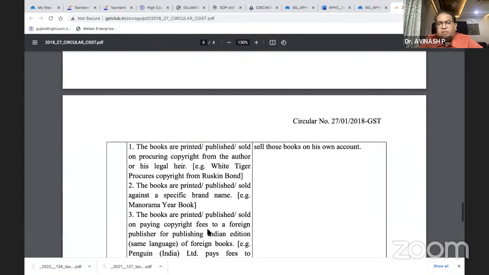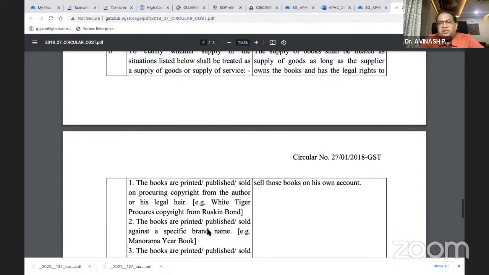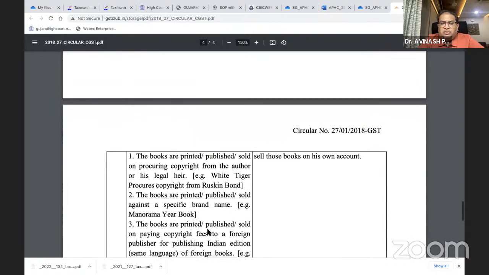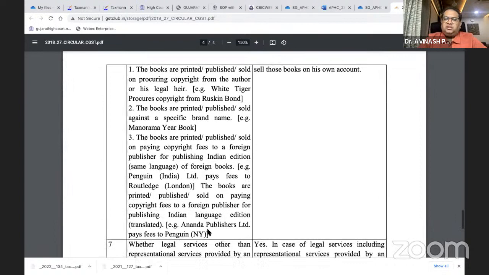One, the books are printed, published, sold on procuring copyright from the author or his legal heir. So a person having the right to print, publish, or sell, wherein he is procuring the copyright from the author or his legal heir, what will be the applicability? Second, the books are printed, published, sold against a specific brand name, like the Manorama Yearbook. So if it is printed, published or sold under this brand name, what will be the GST applicability?